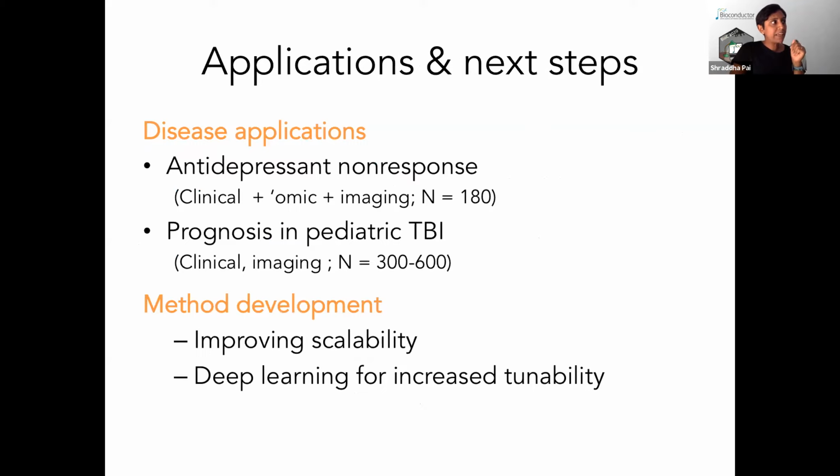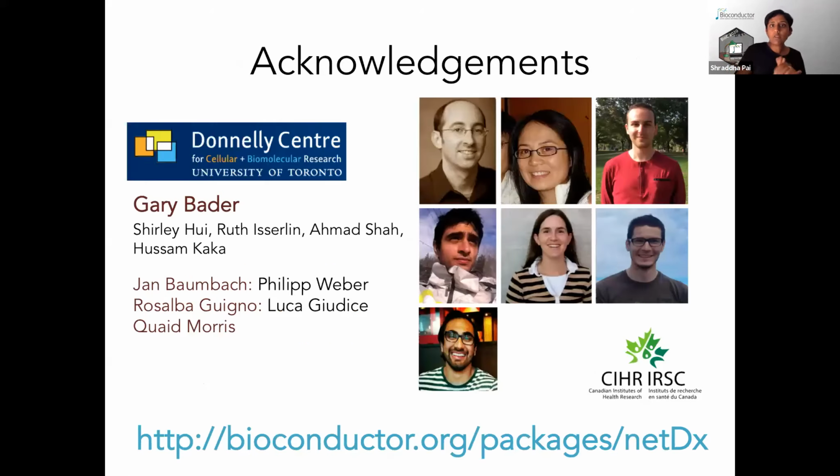Current disease applications, very briefly, we've used it for predicting antidepressant non-response, prognosis in pediatric traumatic brain injury. And in the future, we're planning to extend it to continuous valued phenotypes and build a deep learning variation for increased tunability.